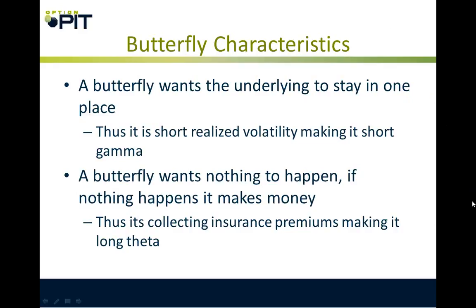All right. If you're an insurance agent and you sell somebody a policy and they don't get into a car accident, what happens? Do you lose money or do you make money? Right, yeah, the company makes money. And that's all theta is. All right, so the fact that I'm collecting insurance premiums and I'm hoping nothing happens makes me long theta.